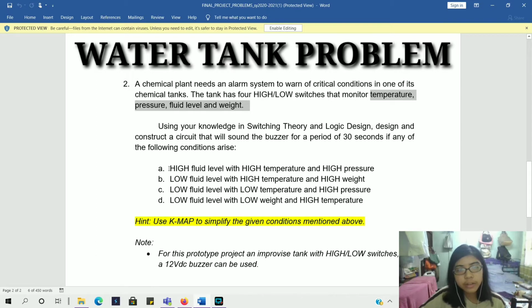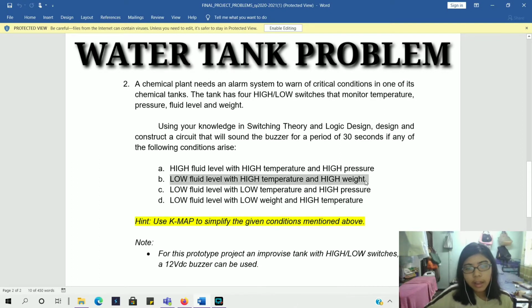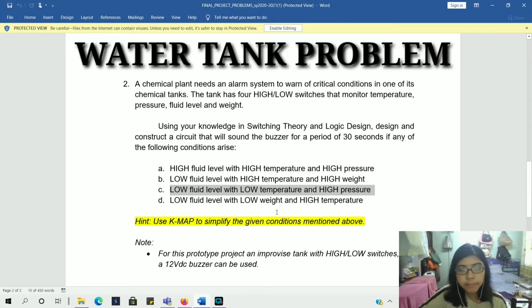For the first condition, the buzzer will alarm with high fluid level, high temperature, and high pressure. For the next condition, low fluid level but with high temperature and high weight. For the next, low fluid level with low temperature and high pressure. And finally, low fluid level with low weight and high temperature. If any one of these conditions is satisfied, it should sound the buzzer for a period of 30 seconds.